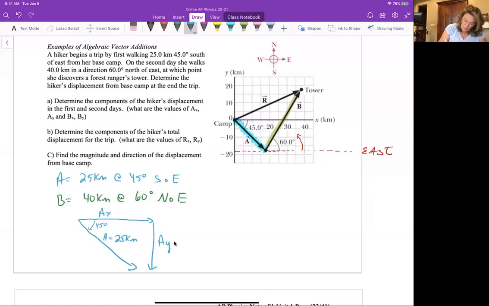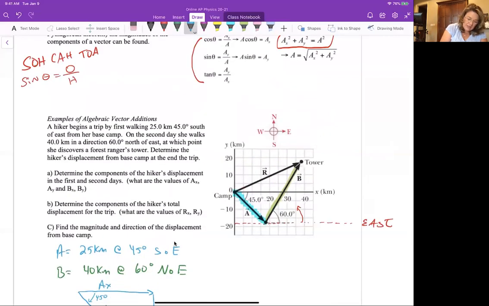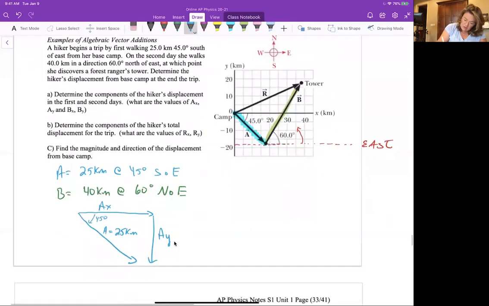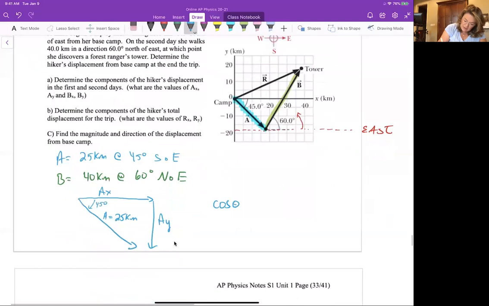And I need to find them. How do I find them? Well, I know the hypotenuse, and in the x direction I'm trying to find the adjacent side. So if I go up to SOHCAHTOA, I see that I need the cosine of the angle. Cosine of theta, which is 45 degrees, is equal to its adjacent, which is what I'm looking for, over the hypotenuse, which we know. So I find that A sub x is equal to the hypotenuse times the cosine of theta, which is 25 times cosine of 45 degrees.